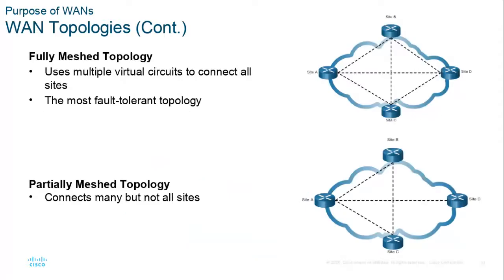In a fully meshed topology, we're going to have virtual circuits to go every which possible way. So if a backhoe digs up this fiber optic cable here, we still have an alternate way of getting connected back to that office. This is very fault tolerant. It's also the most expensive. So some companies may use partial mesh topology, and maybe the busiest locations are connected together, and the smaller location doesn't get multiple connections.